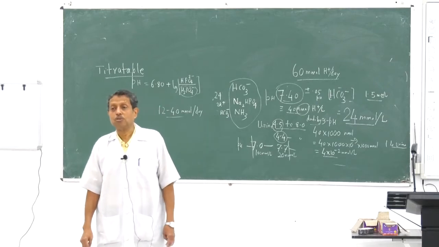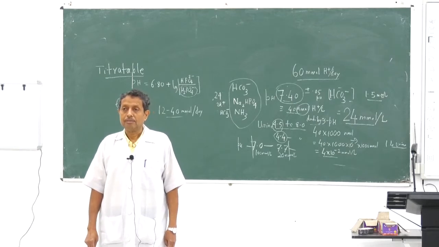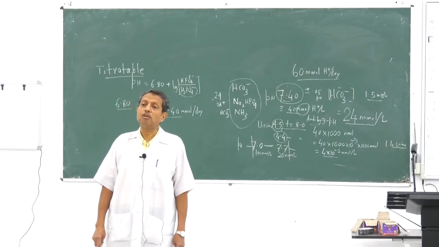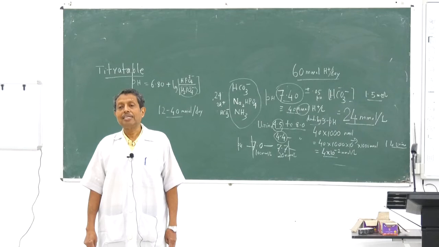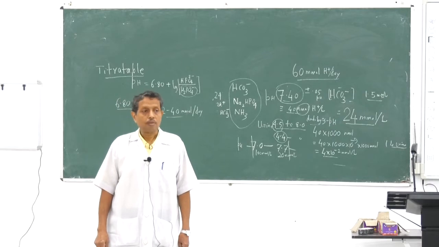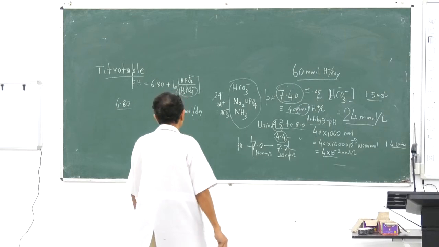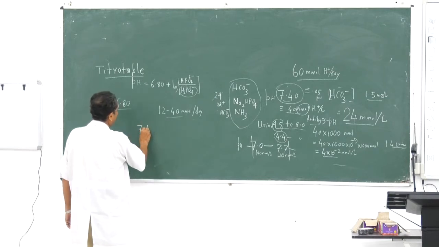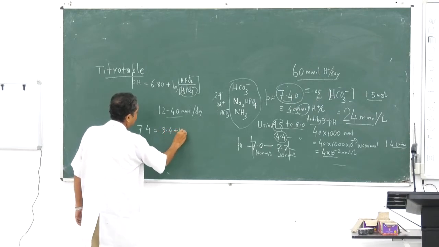Acid phosphate that is produced. Ammonia buffer, pK value is high, more than 9.0, in some cases 9.3 or 9.4. In that case, it will not contribute much to the titratable acidity, due to its high pK value. Suppose you consider the case of ammonia buffer, then pH 7.4 is equal to 9.4 plus log of the base 10 of the ratio.